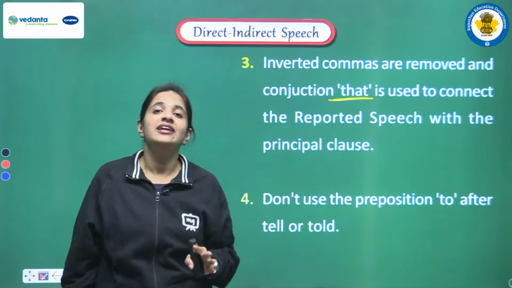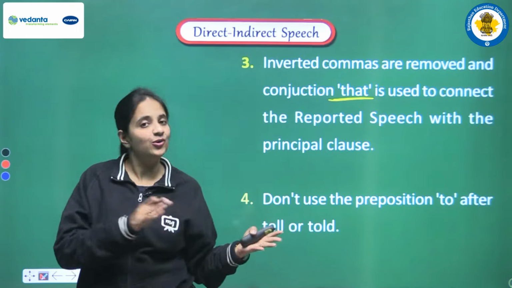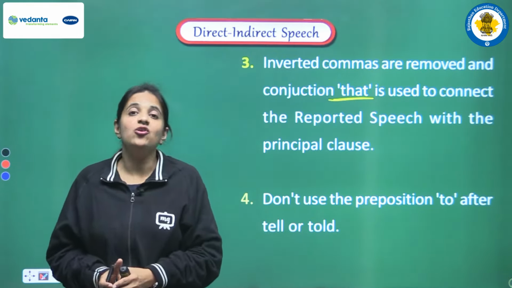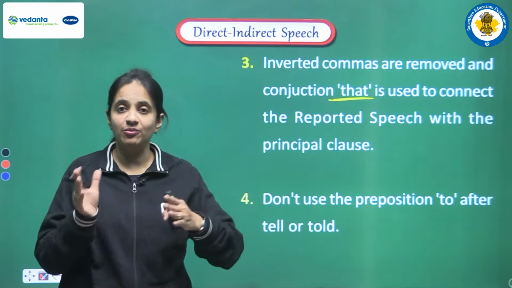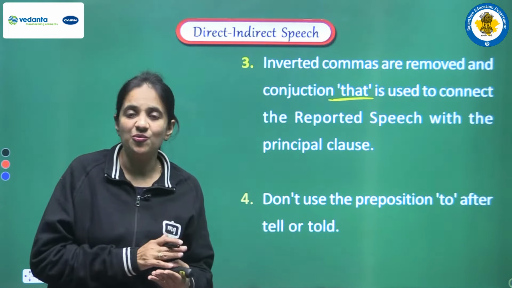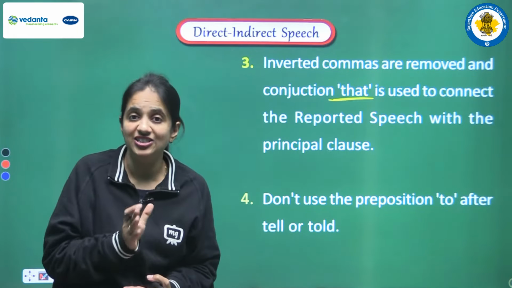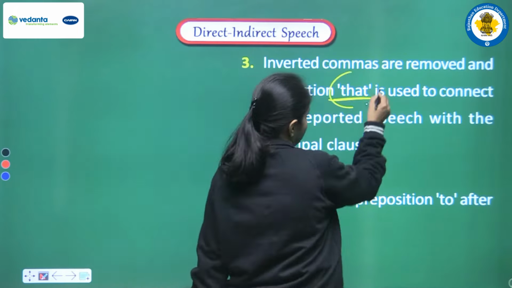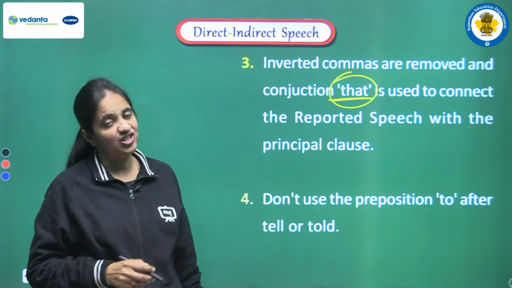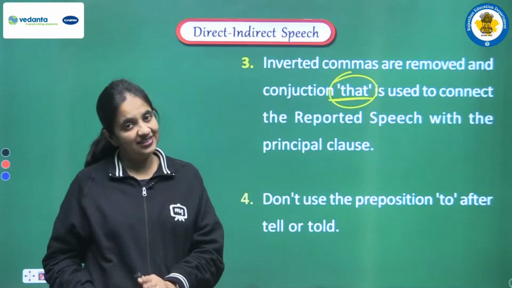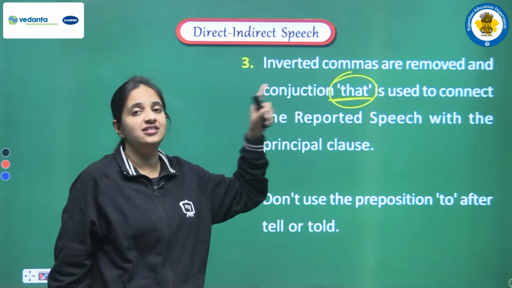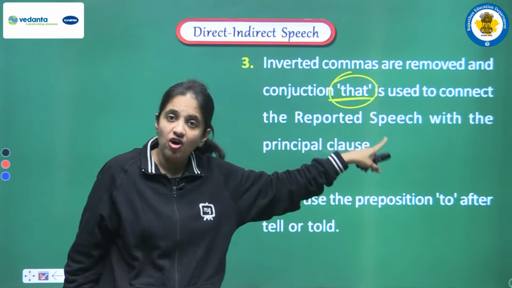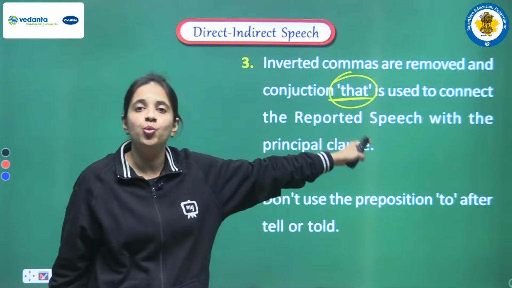This thing is clear, that when we are having a direct sentence, then commas are there, but when we are converting that direct into indirect, then obviously we have to remove the commas, and in the place of commas we have to add one conjunction. And when we are having an assertive sentence, what is the conjunction that we have to use? That conjunction is 'that'. Clear? So 'that' is used as a conjunction to connect the reported speech with the principal clause, or we can say with the reporting verb.